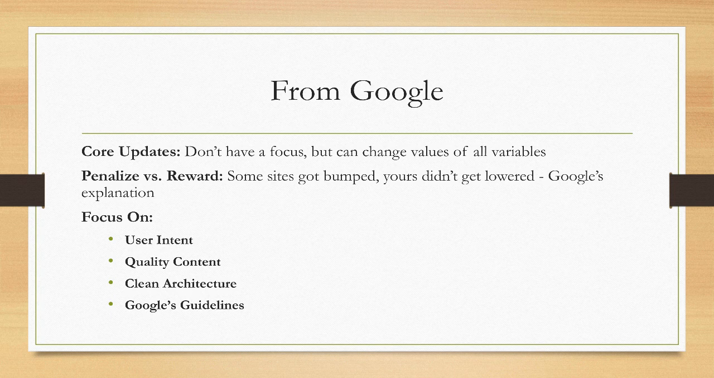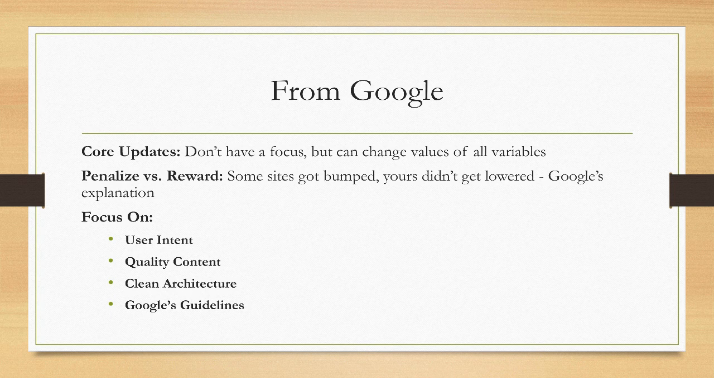In the past, they've done a lot of updates like Hummingbird, Pigeon, Panda, that we've talked about, and they all had a certain focus. Like Pigeon was really focused on geographical. There's another one called Mobilegeddon back in 2015, I think, when they said, hey, your website is either mobile friendly or it's not. And you knew why your site dropped in search rankings. With core updates, that's not the case. They don't have a focus, but they can change any or all of the variables in that lovely algorithm.